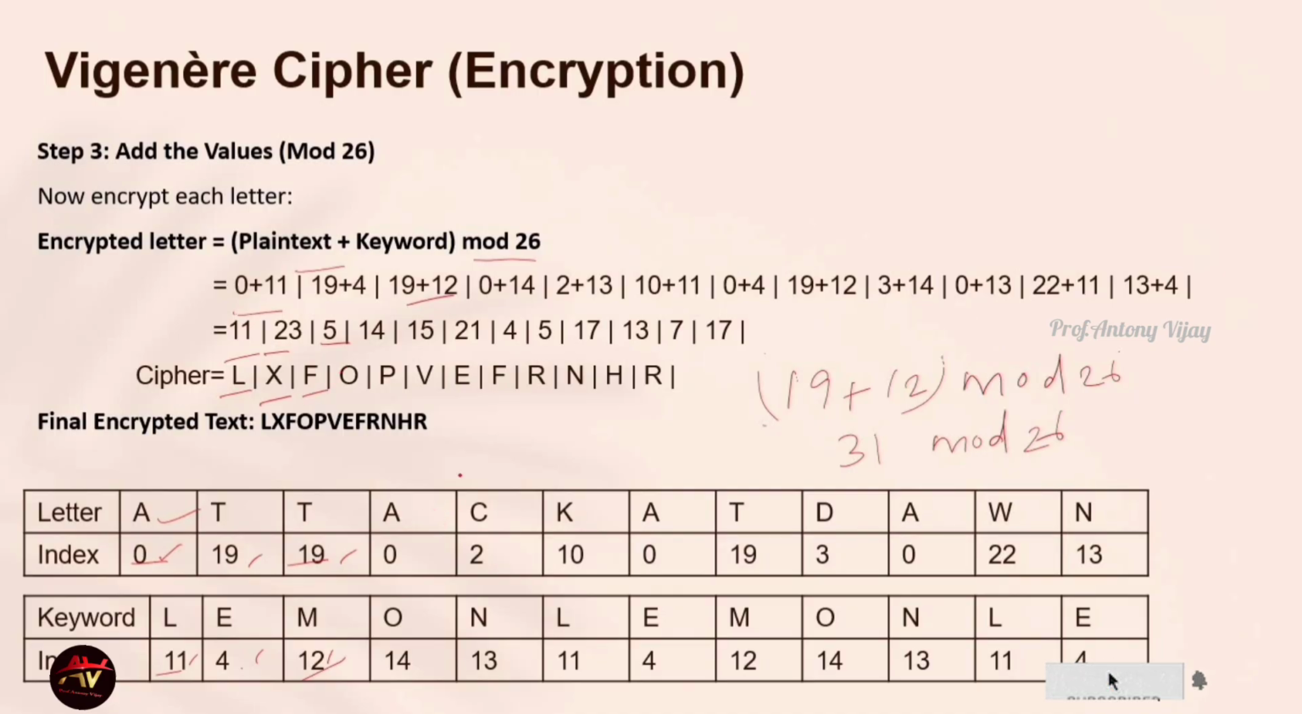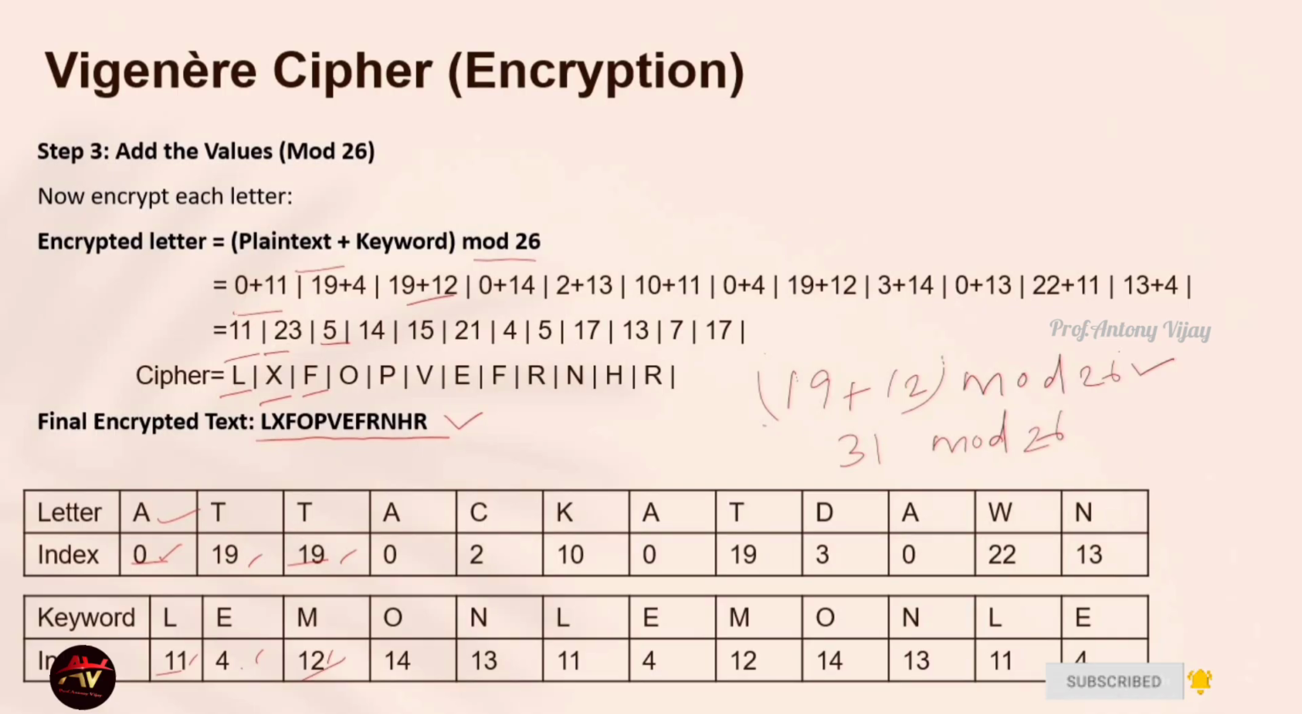So likewise, we have to repeat. When the value is more than 26, we have to apply mod 26 and we can do it like this. This is what is happening in the encryption. This process will keep repeating. So finally, we got LXFOP VFR NHR. This is the encrypted text.